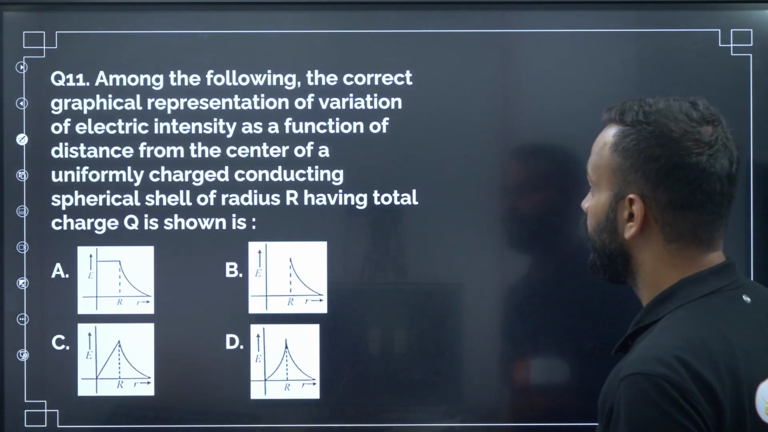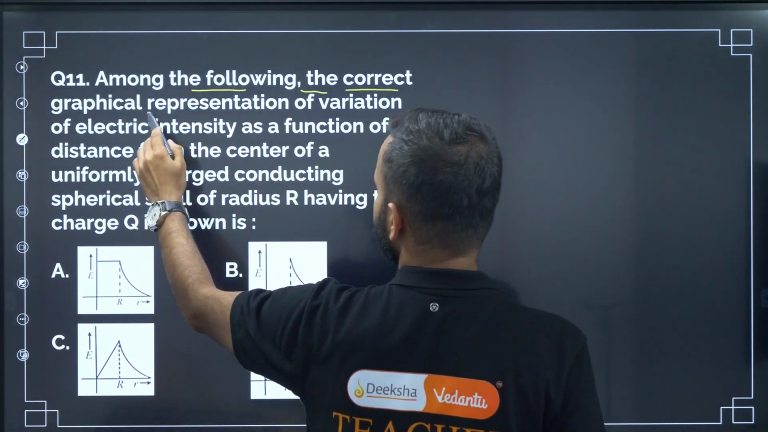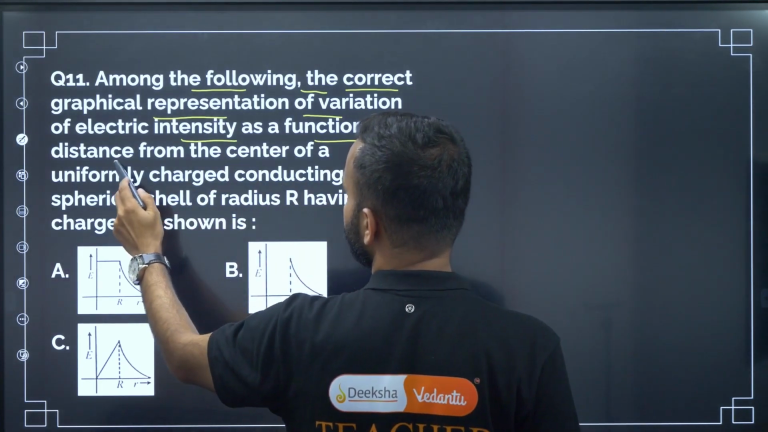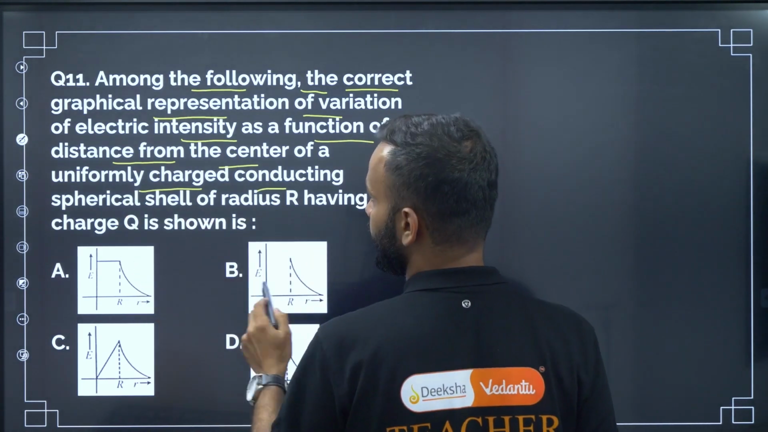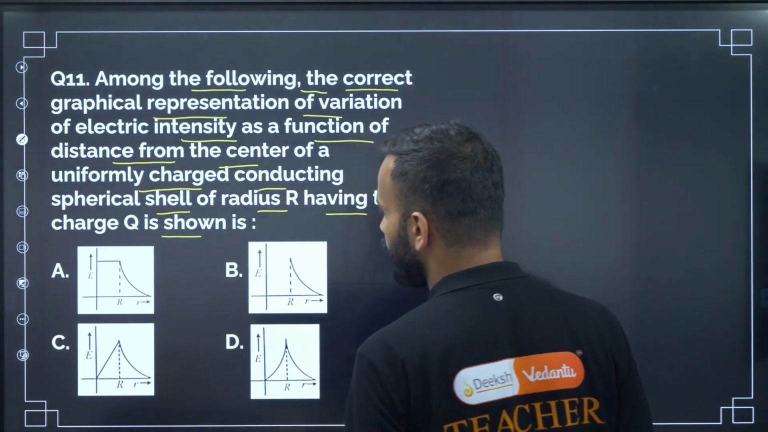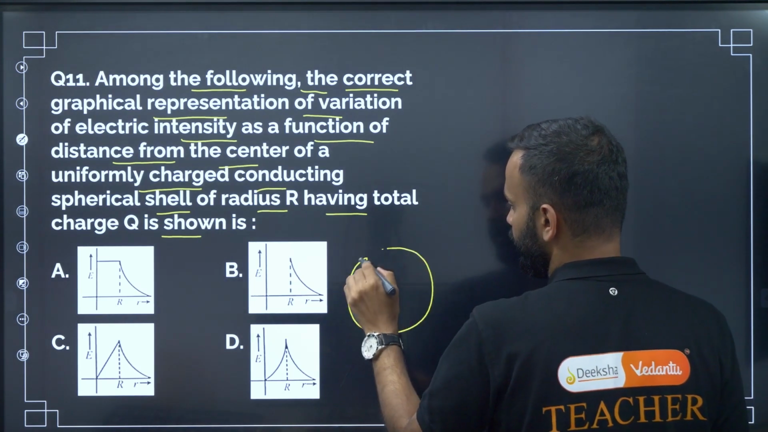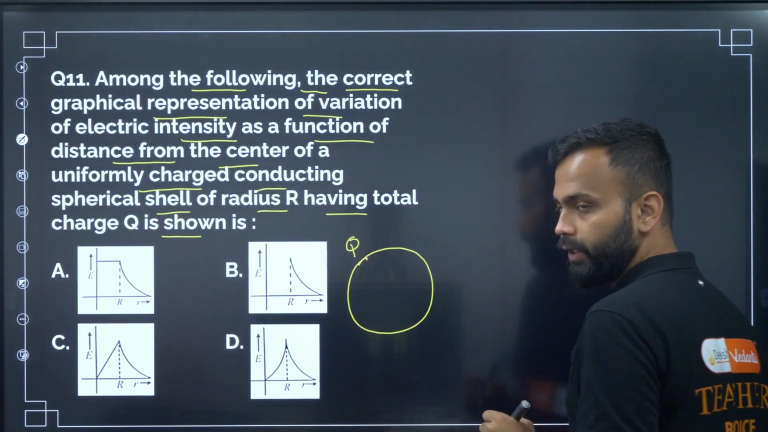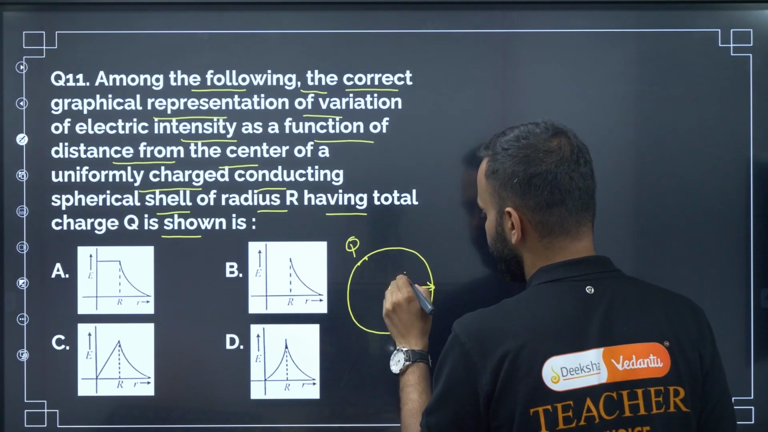Question number 11. Among the following, the correct graphical representation of variation of electric intensity as a function of distance from the center of a uniformly charged conducting spherical shell of radius R having total charge q is shown in which option? So this is the conducting spherical shell. The charge of the spherical shell is q. The radius of the spherical shell is capital R.